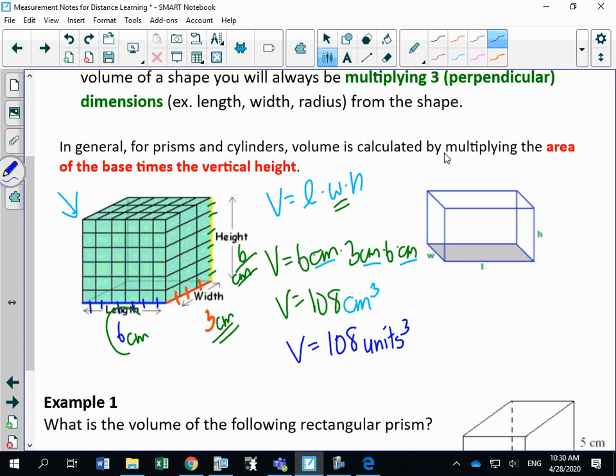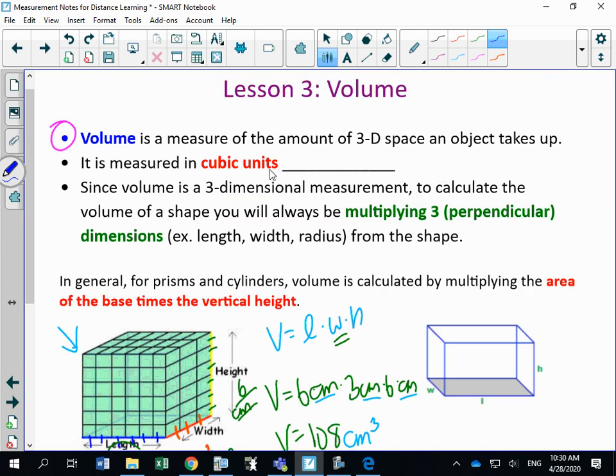Okay. So going back up here, volume is measured in cubic units, and it'll often be something like centimeters cubed or meters cubed, inches cubed, it could be feet cubed, or if all else fails and they don't list their units, please always write down units cubed. Okay?